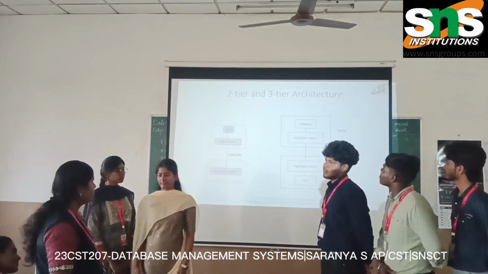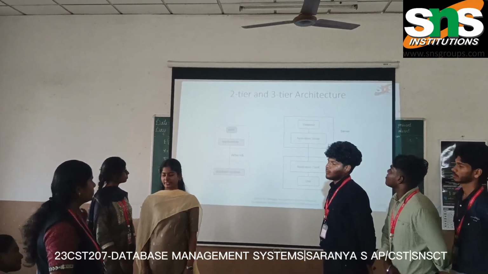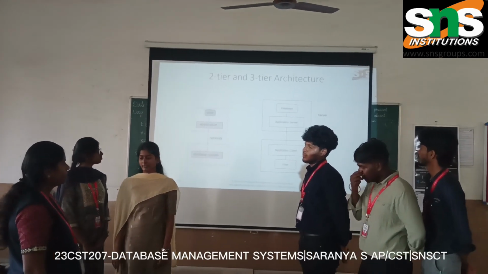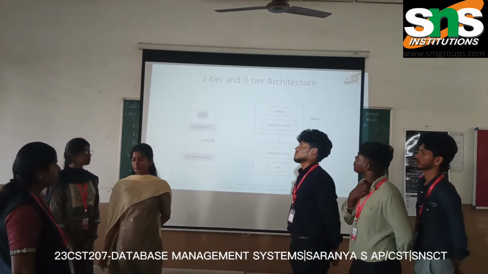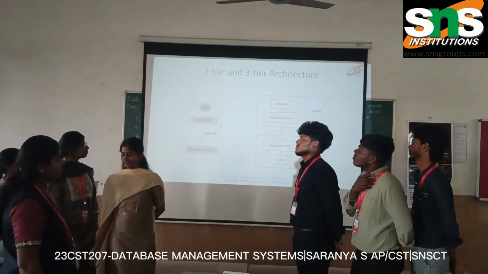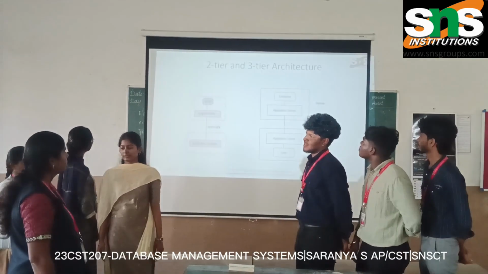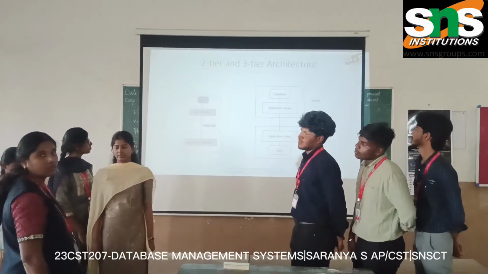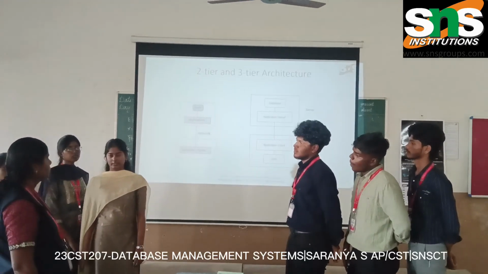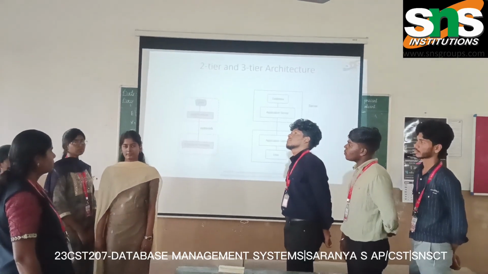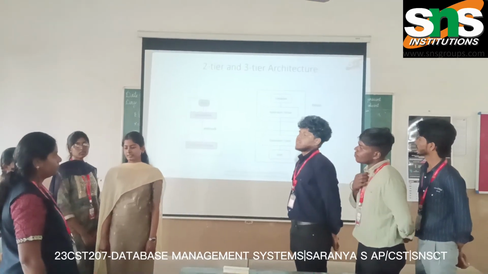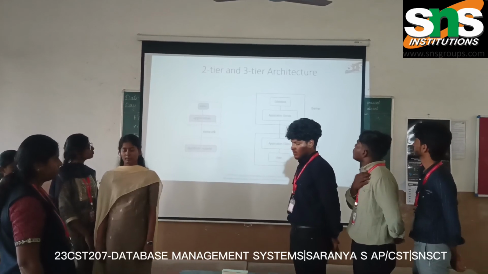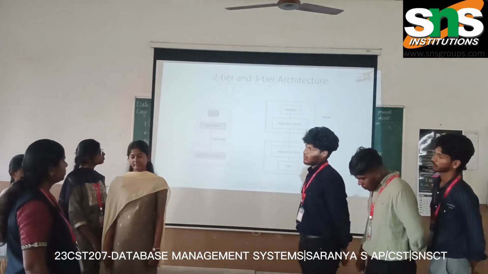Now the most important and widely used architecture is tier 3 architecture. It has three layers: presentation layer, application layer, and database layer. How it works: the user interacts with the browser or app. The request goes to the application server. The application server communicates with the database. The response goes back to the user. Examples: online banking, e-commerce websites, social media applications. Advantages: high security, high scalability, high performance, easy maintenance. Disadvantages: complex design, higher cost, needs skilled developers.